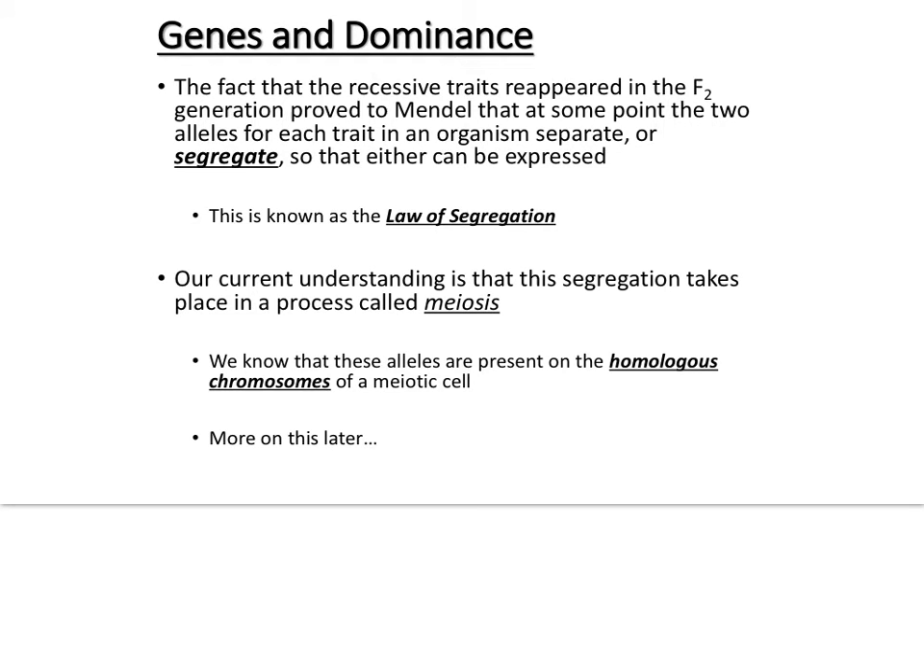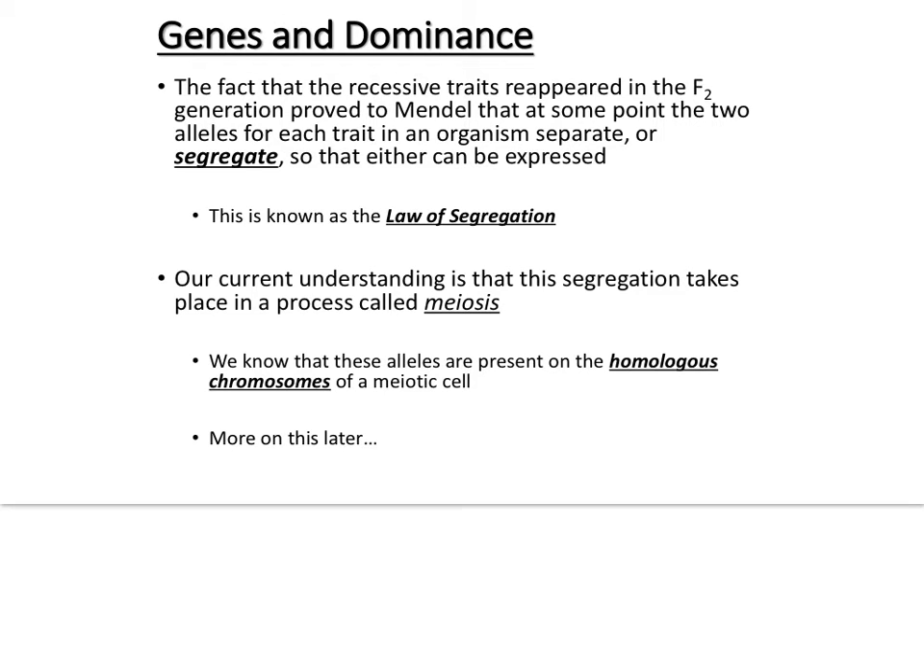Now, the fact that recessive traits came back in that F2 generation showed Mendel that sometimes in inheritance, the two factors you have, the two alleles that you have, must separate or segregate from each other so that they could be individually inherited in the different plants. He called this his law of segregation.